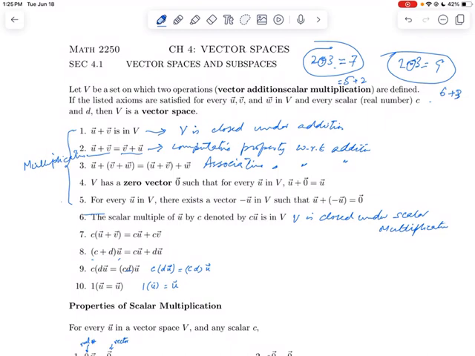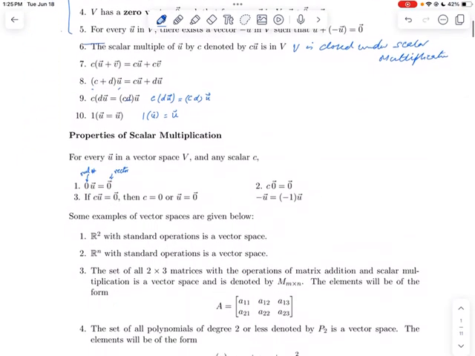And the last one is saying that whenever you multiply the vector u, or any vector in the set V, by the number 1, you should get back your vector. Okay, let's look at properties of the scalar multiplication.